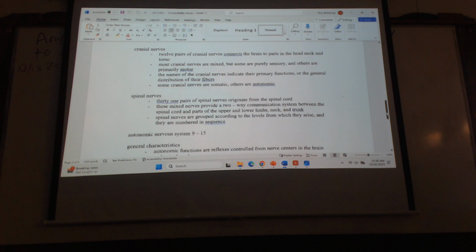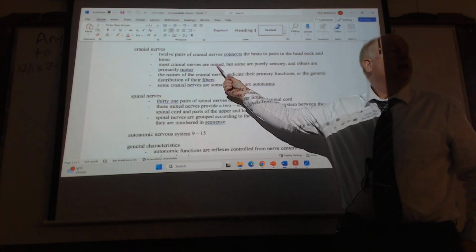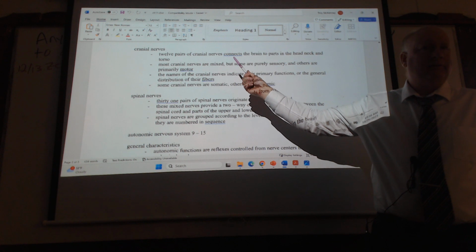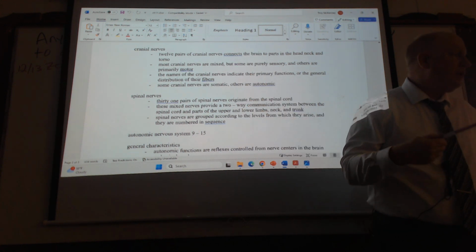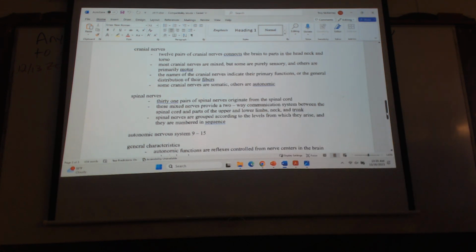So some cranial nerves are just sensory only, some of them are just motor only, and then some of them are a third type, which means they can be what? Right here, mixed. So what does that mean to you if it's mixed? It's both sensory and motor nerves, okay?